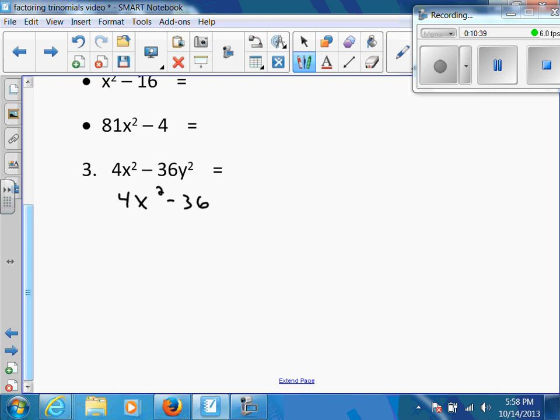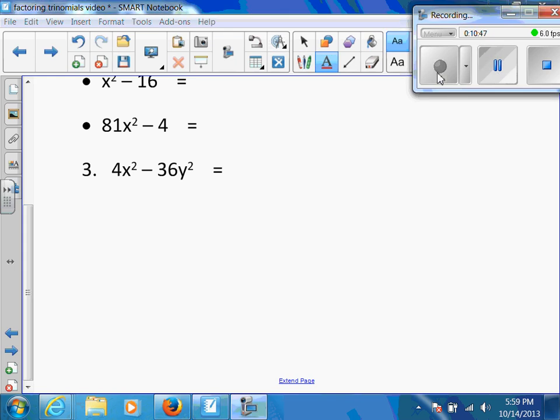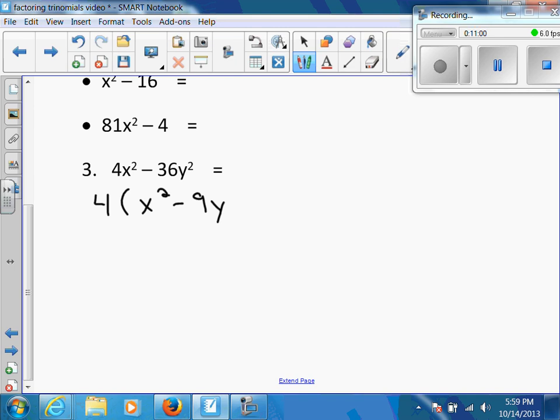Is there a GCF? I do have a GCF in this problem, a GCF of 4. So I'm going to take the 4 out. I have x squared minus 9y squared. Now I'm just going to focus on what's inside the parentheses, x squared minus 9y squared.